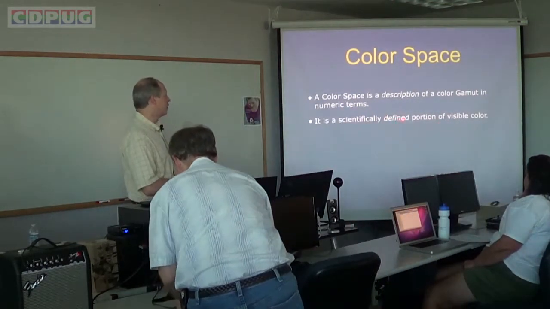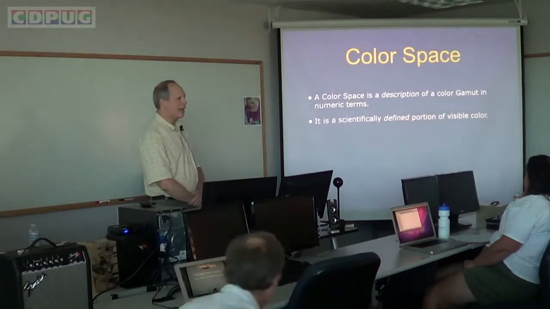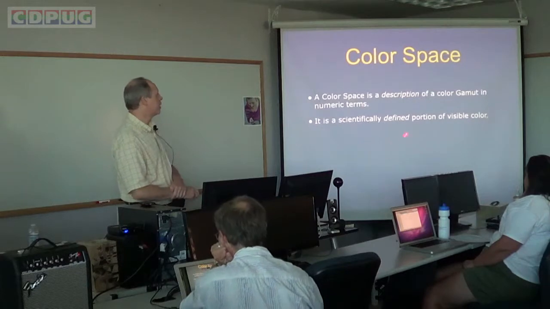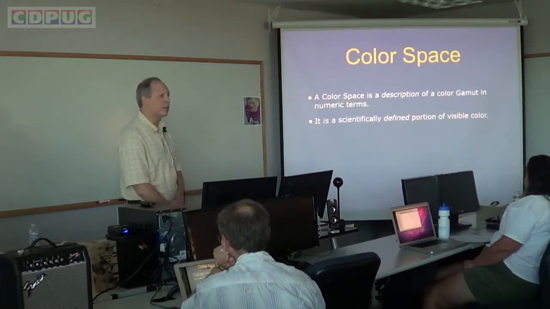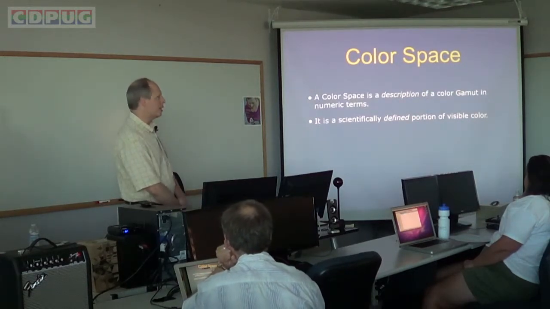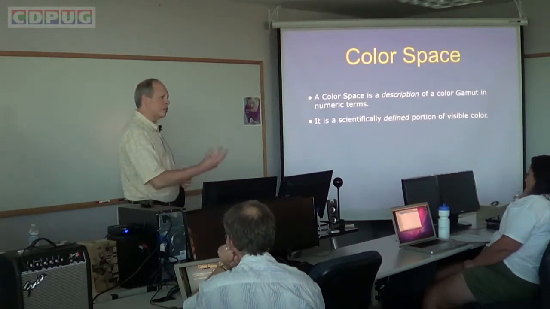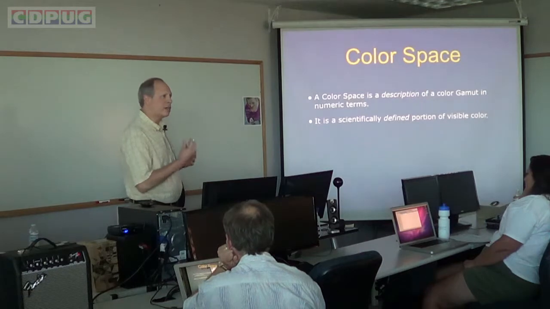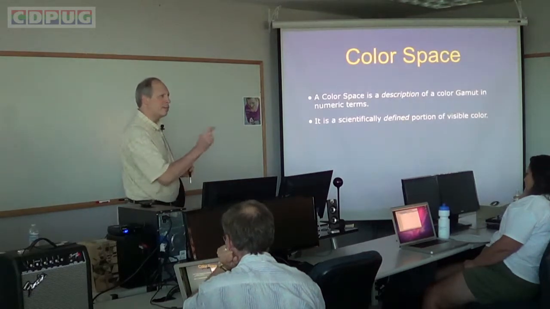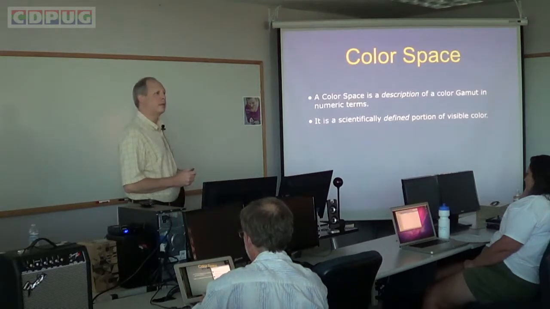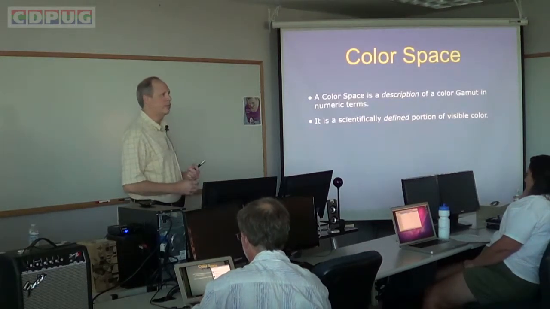So when you can define a color gamut numerically and so forth, what you're really doing is defining a portion of visible color. So you're saying, okay, I want to take a particular shade and hue and saturation of red, and I want to attach a number to it. And every time I measure that particular color, I'll get exactly the same number. That's what then makes a color space.